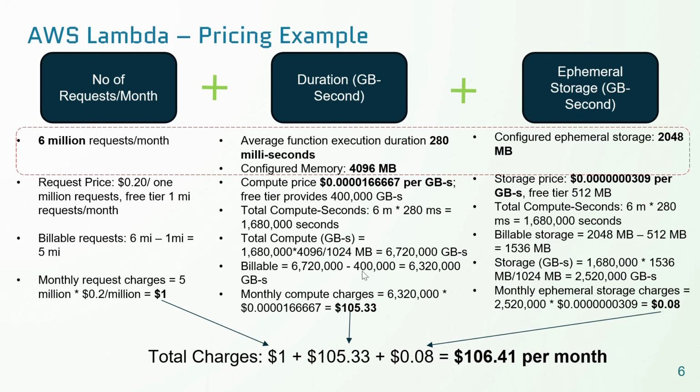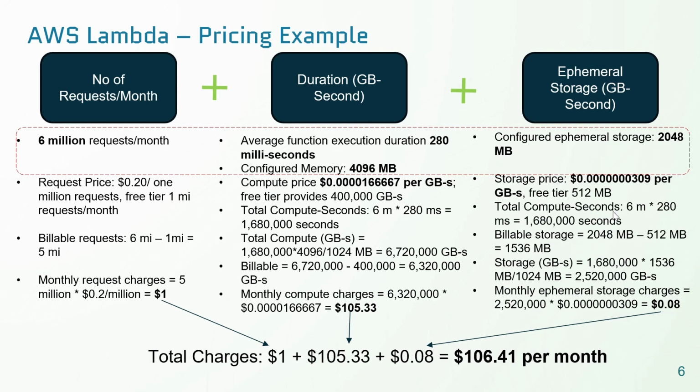And we have a free tier of 400k. If you subtract that from the 6.72 million, we have billable GB-seconds of 6.32 million, and if you multiply that with the price per GB-second, it comes to $105.33.